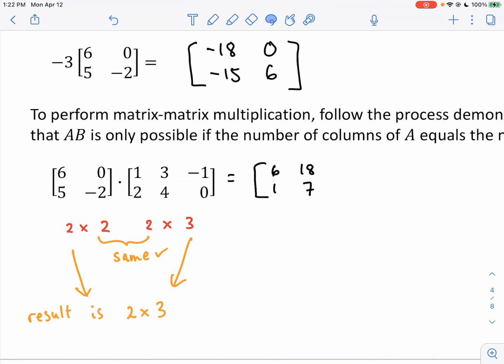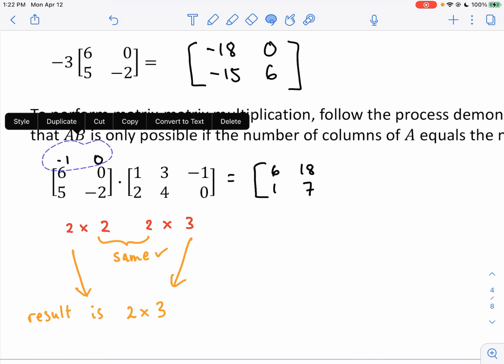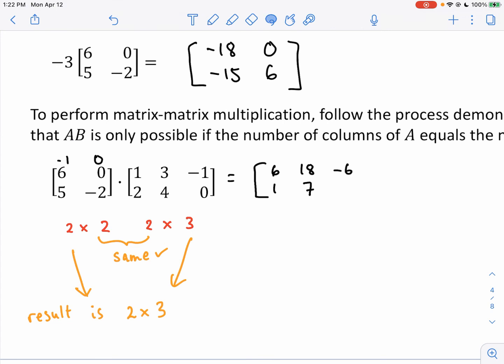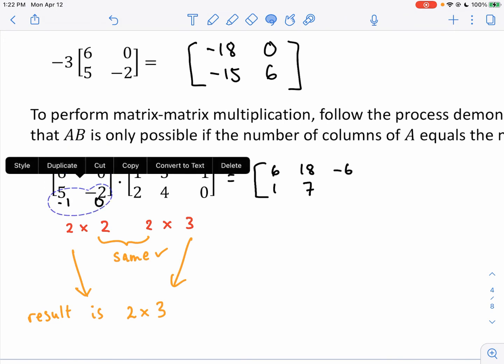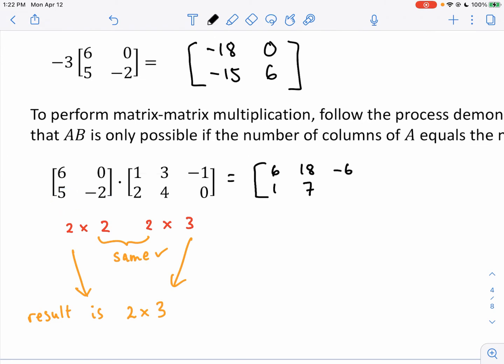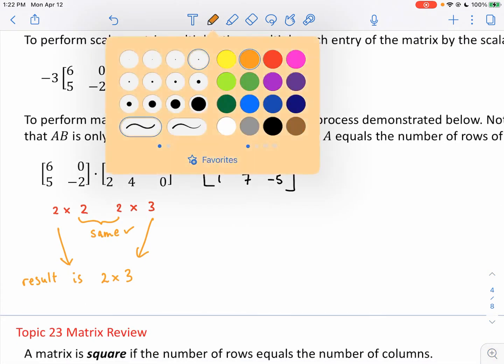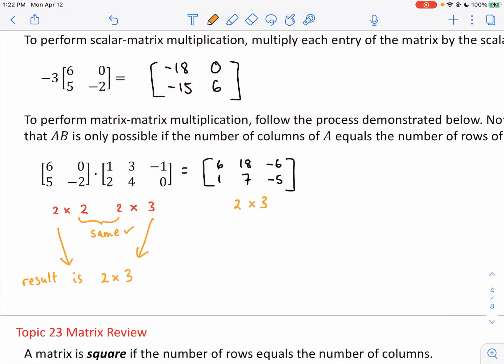And then finally, we're going to create the third column of our product matrix by using the third column of the matrix on the right. So drag out that -1 and 0. And then drop it on these entries, multiply corresponding entries and add. So we have -6 plus 0, so we get -6 to begin. And then we drop that down here. -1 times 5 is -5 plus 0, so we just get -5. And this is our product matrix. And notice, as expected, it is 2 by 3.